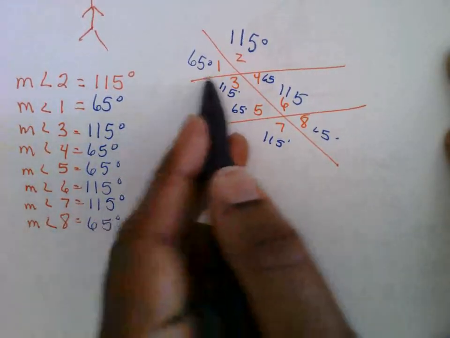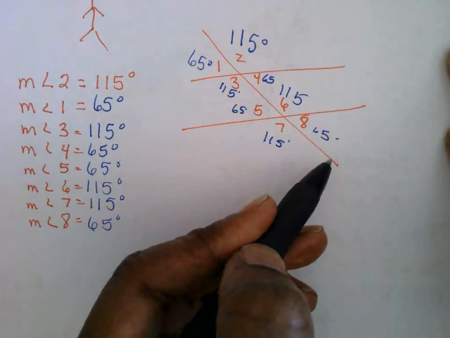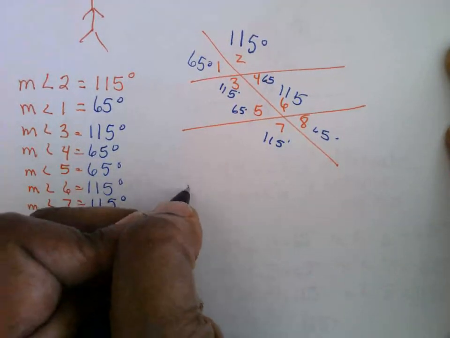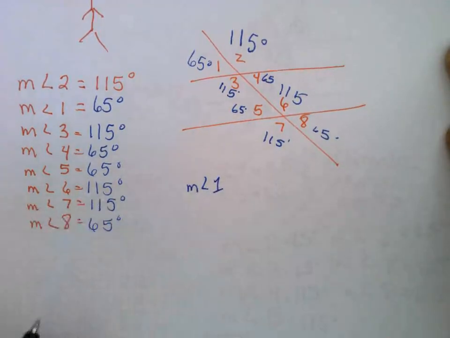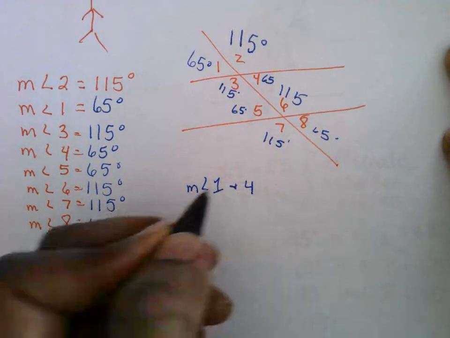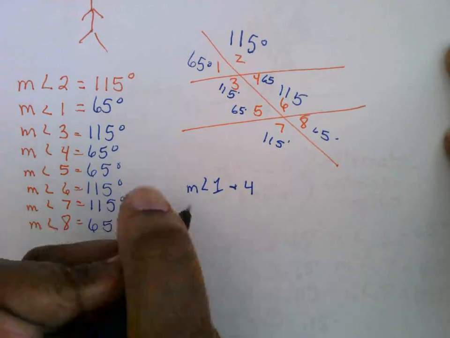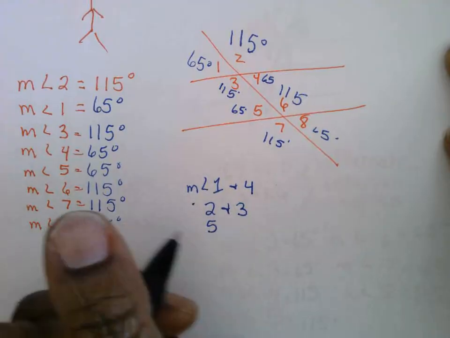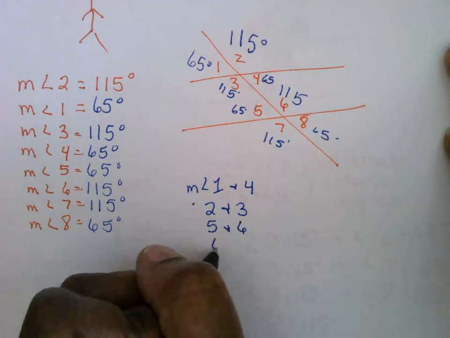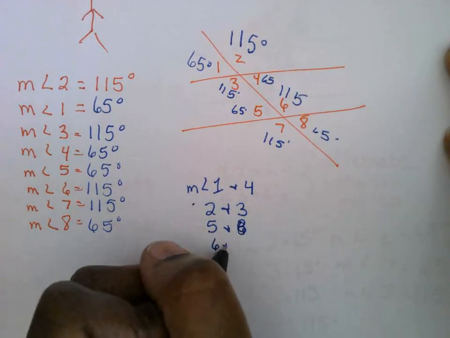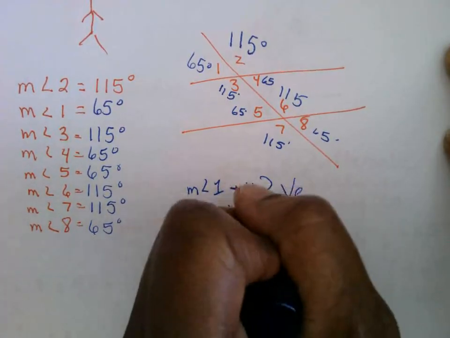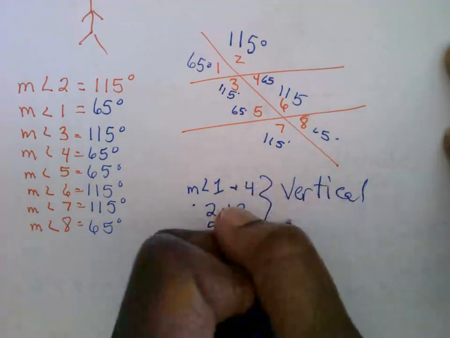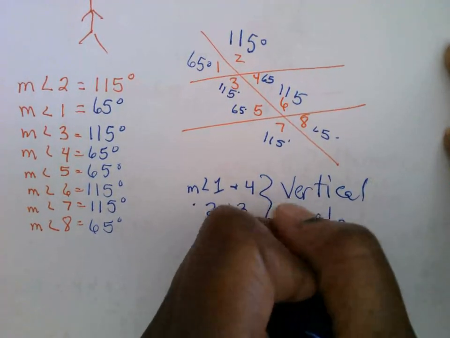Okay, now I have to let you know that these all have names and that there are special relationships that exist when parallel lines are cut by a transversal. For example, if I say angle 1, what would you say to go with it? Angle 4. Using that same relationship: 2 and 3, 5 and 8, 6 and 7. These are all vertical angles. Vertical angles are congruent.